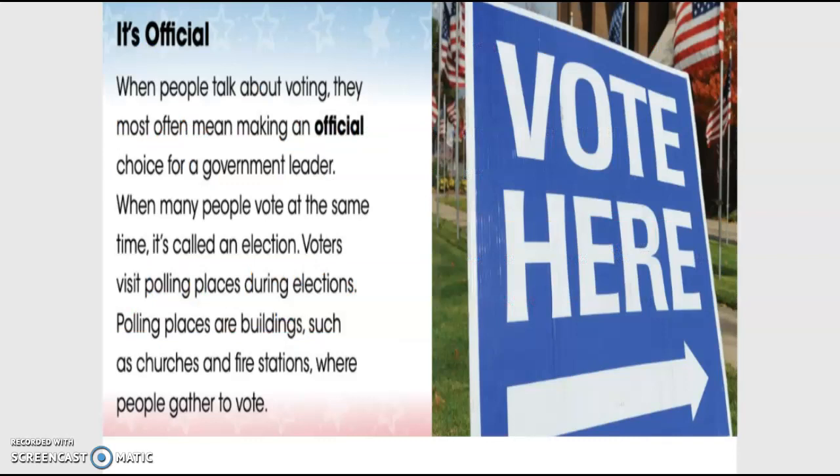When people talk about voting, they most often mean making an official choice for a government leader, such as a mayor, a senator, a governor, or even the president. When many people vote at the same time, it's called an election. Voters visit polling places during elections. Polling places are buildings, such as churches and fire stations, where people gather to vote. Sometimes even schools can be used as voting stations.